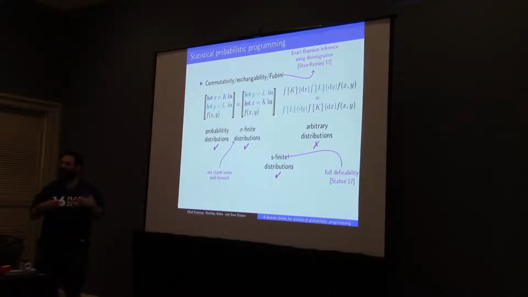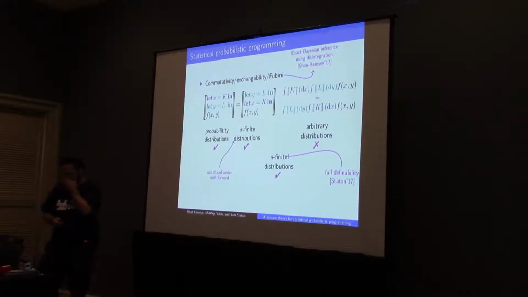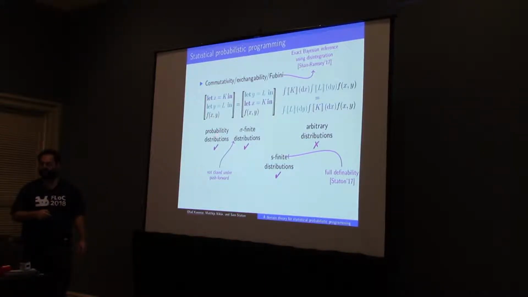But we want our semantics to still be commutative. So if I sample from independent distributions, I should be able to do it in either order. When we calculate the semantics, that amounts to Fubini's theorem. And if you look at when Fubini's theorem holds, well, we know it holds for probability distributions, when everything sums up to 1. We know it holds for sigma-finite distributions, so that means that if you can chop up the reals into a countable collection of finite probability pieces, it still holds. But sigma-finite distributions are not compositional.